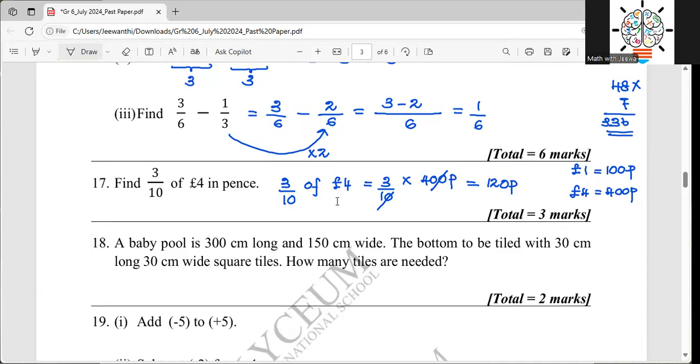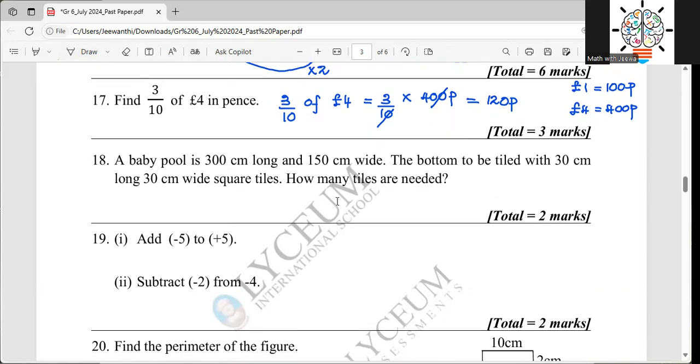Okay. A baby pool is 300 centimeters long and 150 centimeters wide. Now, when I read the question, I do something. What is it?